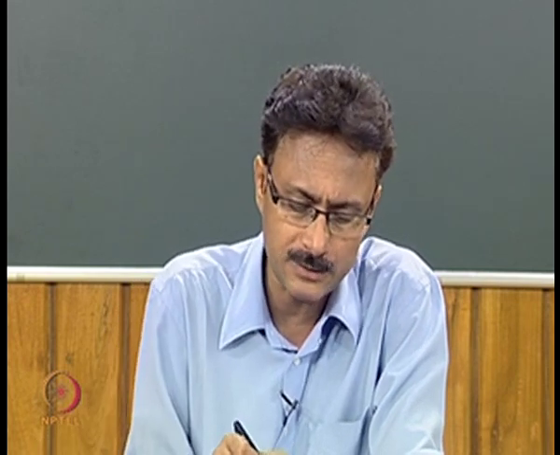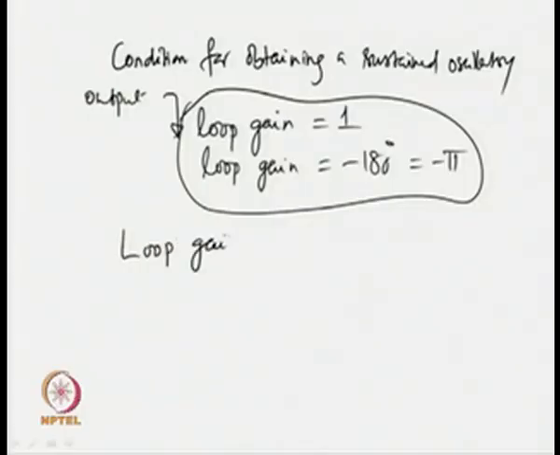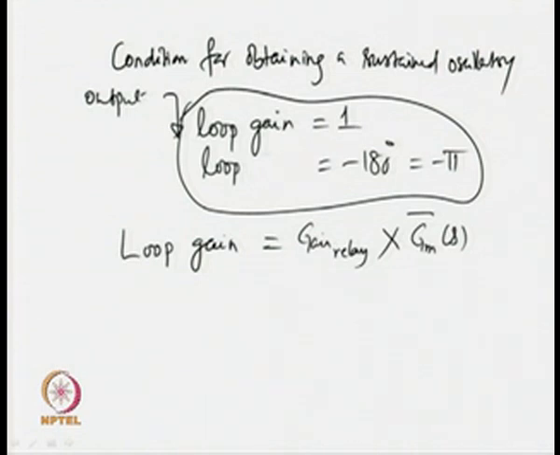Now, what is the loop gain for our case? Loop gain is now given by the gain of the relay times GM bar S. This is the loop gain. Okay. And similarly, this is the loop phase angle. Loop phase is minus 180 degree and loop gain is 1 to obtain a limit cycle for the relay control system.